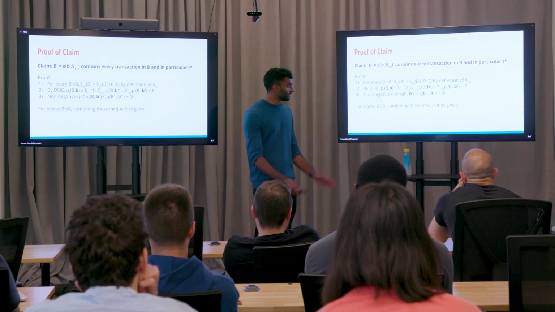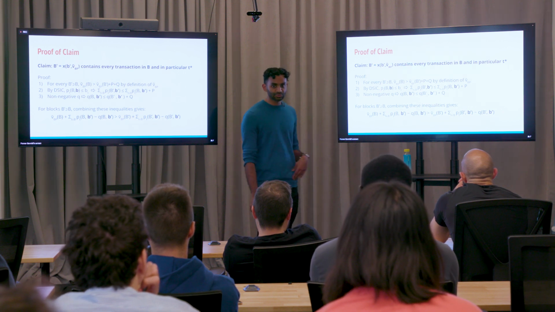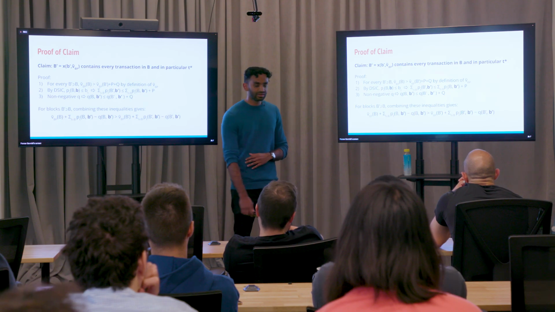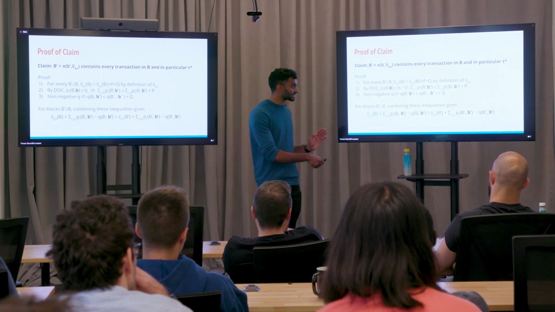And so you can basically do the math, it's just algebra. You can combine these three inequalities to get to this final point. If there is some block B prime that's not a superset of B, then the BPS of choosing block B under valuation V tilde is going to be bigger than the BPS of choosing this block B prime under valuation V tilde. And so this shows by B pick, this can't happen.